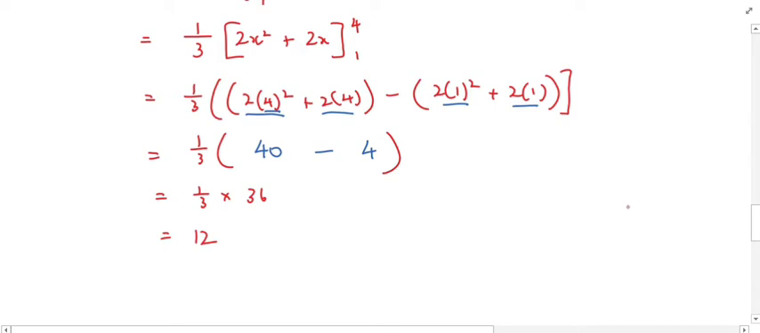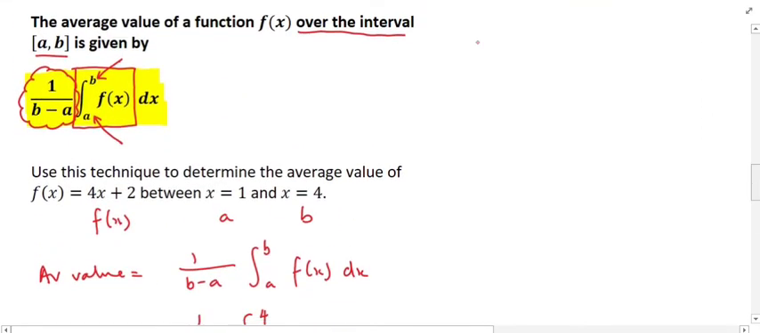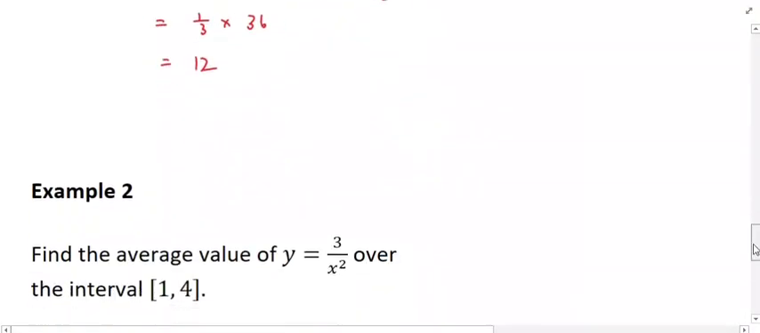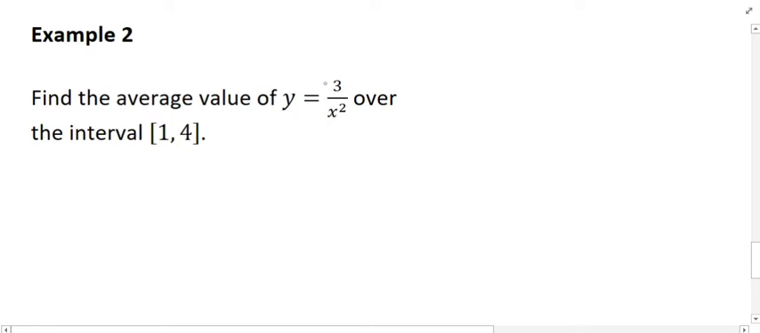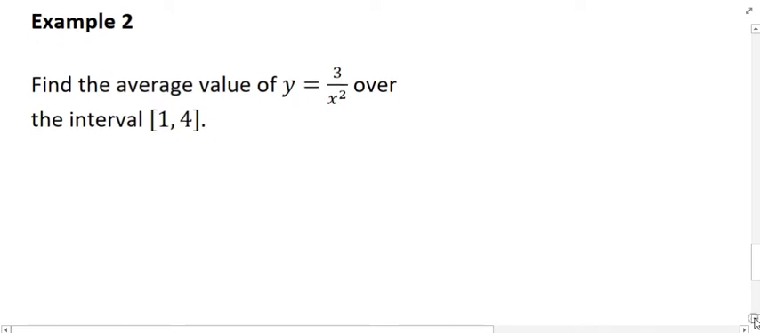If you try to do that approach with a quadratic or an exponential or a trig graph or anything else that actually curves, it's not going to work. We could still estimate, but the way to work out the average value is actually by using this formula that we've just looked at. So let's try one more example. Find the average value of y equals 3 on x squared over this interval, 1 to 4.